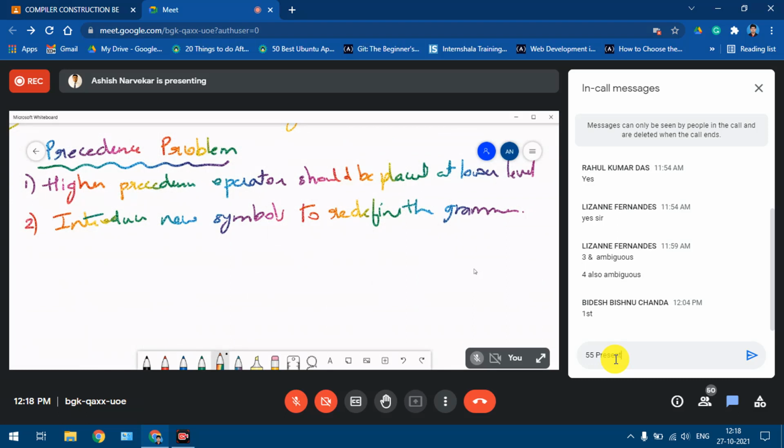When we say the high precedence operator should be placed at a lower level, it implies that, for example, if you consider plus and asterisk, let's say there are some productions. So in this case, suppose I consider it is E plus, and suppose I consider this is something like this, then what it means is this.